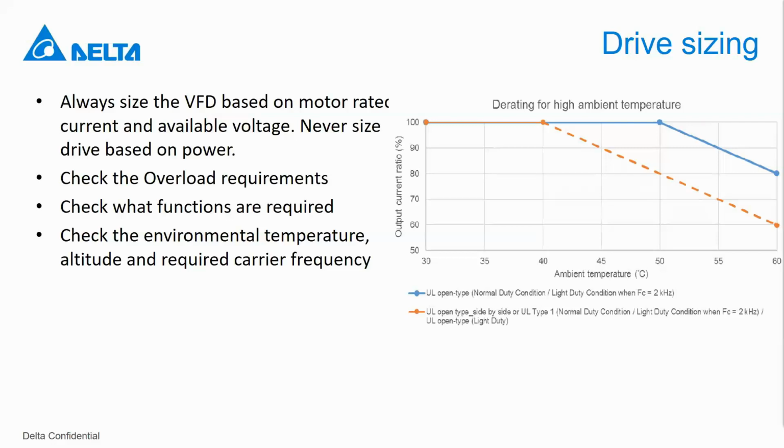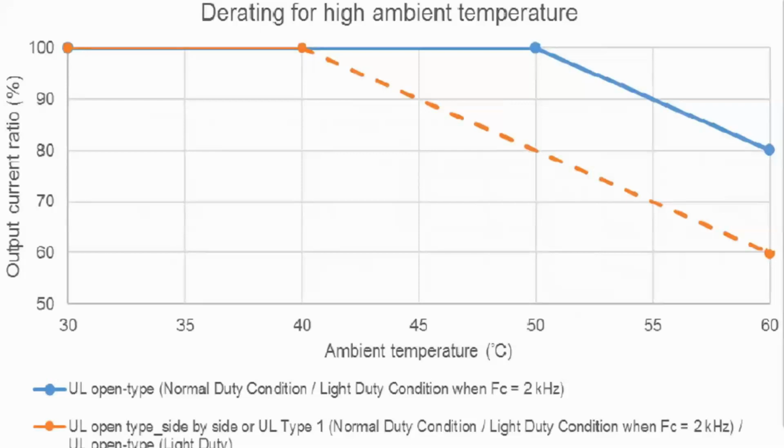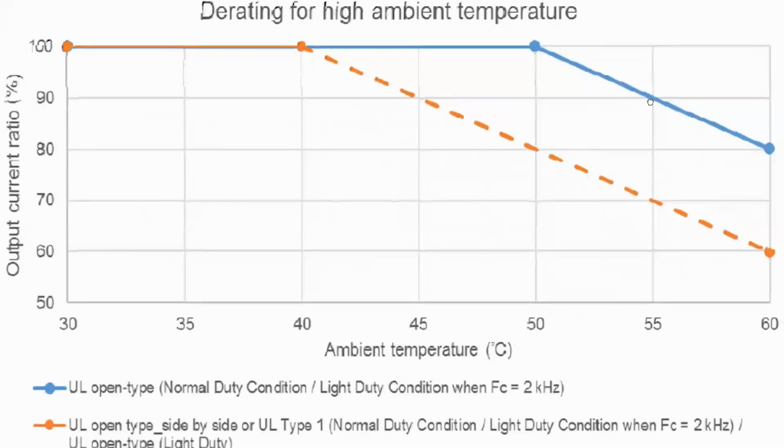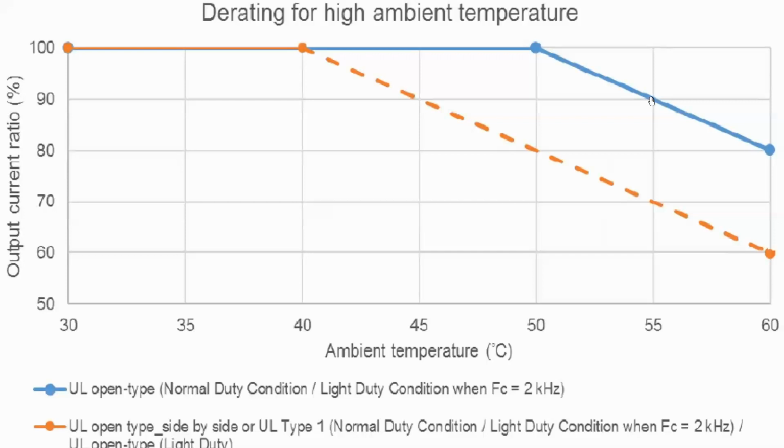So for instance, you can check here a typical derating graph for high temperature. So in this case, if the ambient temperature is 55 degrees, then you will have, depending on the drive that you select, you will have to derate by 90%. So that means you will have to check the rated current of the drive. So if the drive is rated at 20 amps, you have to derate by 10%. So that means you have to multiply 0.9 by 20, and that will give you 18 amps. So if 18 amps are not sufficient to run the motor that you wish to control, then you will have to choose a higher power model of drive.